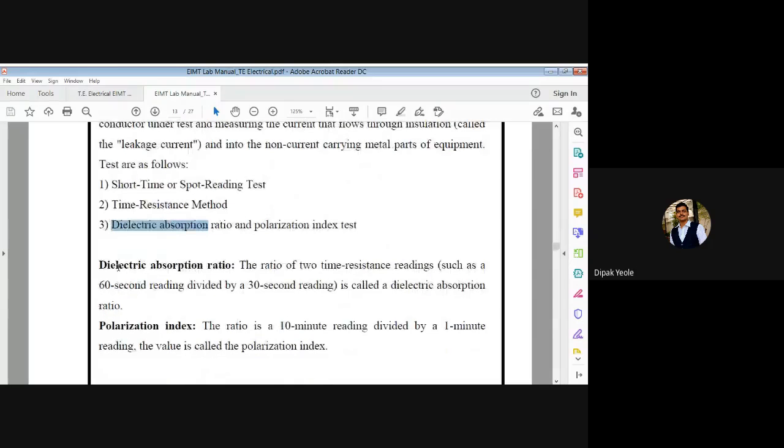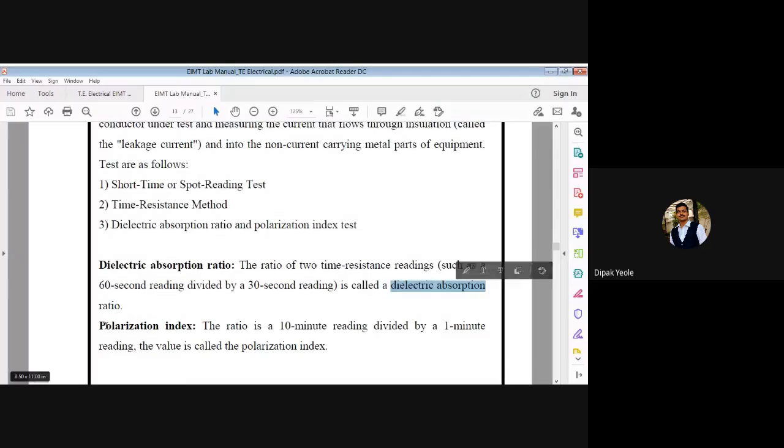So here is the concept of dielectric absorption ratio that we have studied, and I hope you have understood this concept clearly. So what is the ratio? It is a ratio of two time resistance readings, such as 60-second reading divided by a 30-second reading. That you have to remember. 1 minute divided by 30 seconds, or 60 seconds divided by 30 seconds, is called DAR.